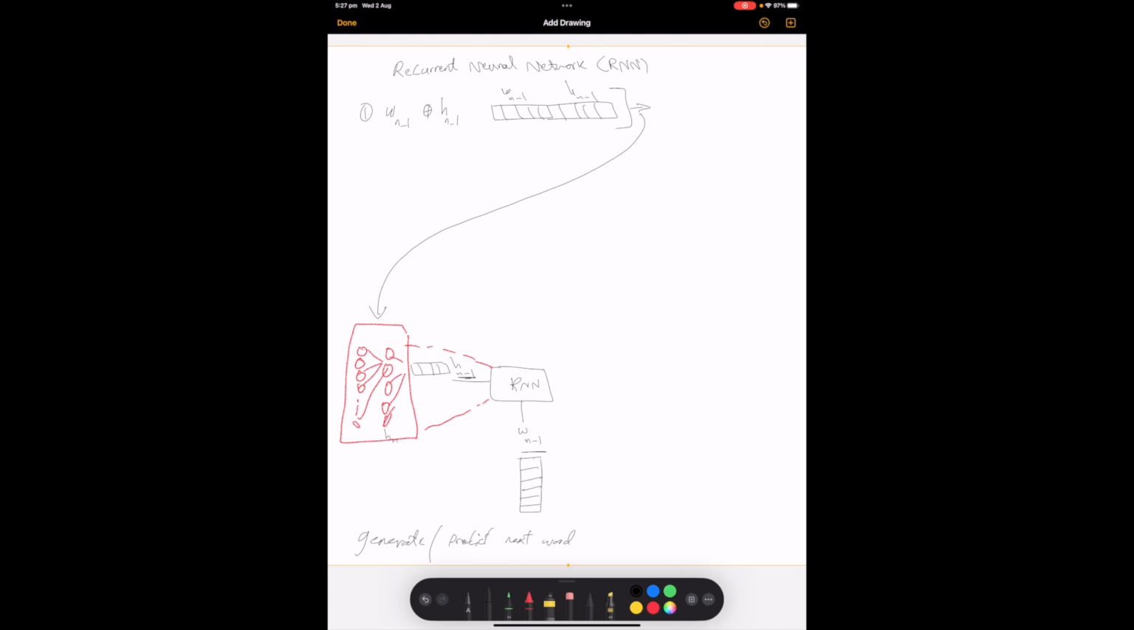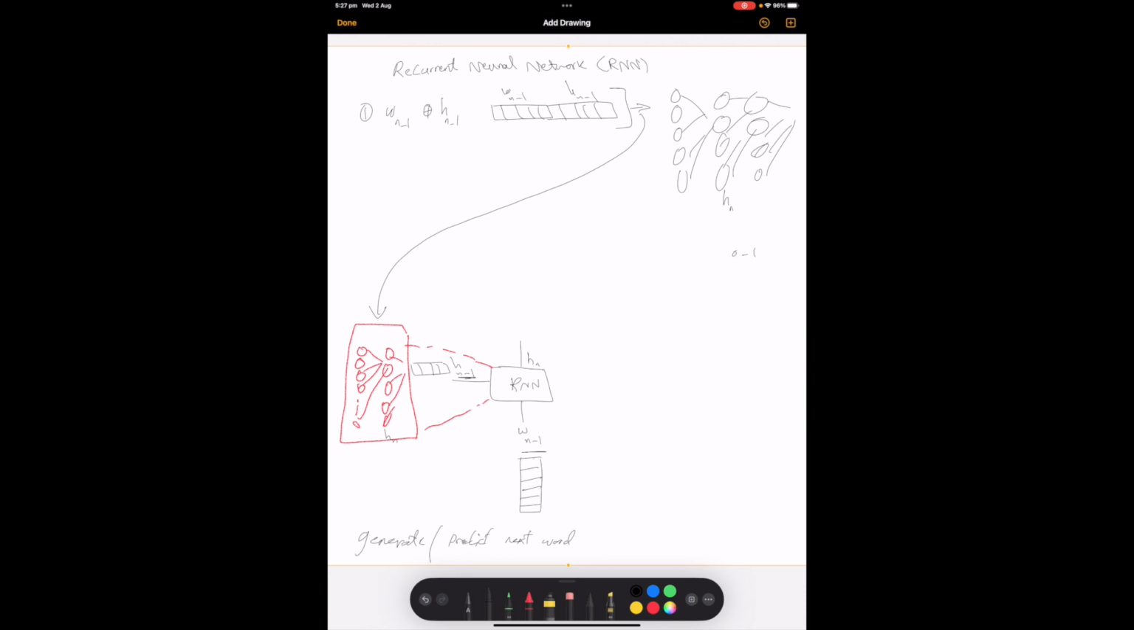So let me draw it for simplicity here. We will pass this concatenated vector to a neural network, and we will predict the hidden state of the next word, which we can draw here, H_n. Then we will pass this hidden state to another MLP with softmax. We know that softmax generates probability scores that sum up to 1.